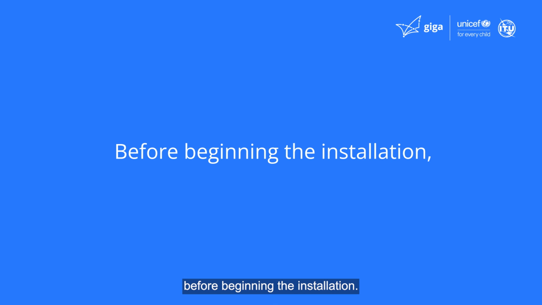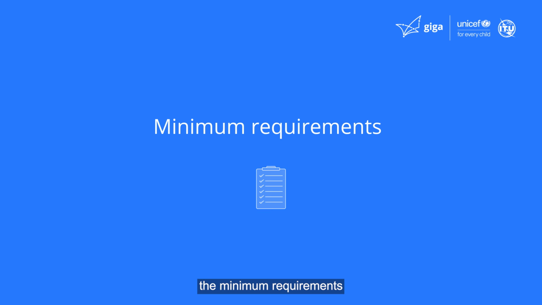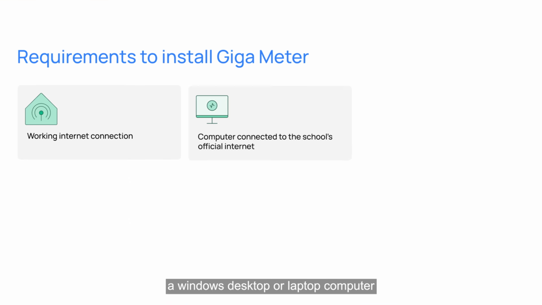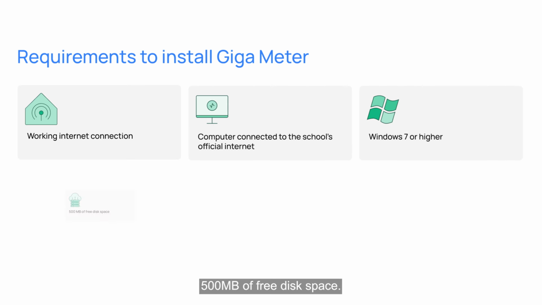Before beginning the installation, make sure you have the minimum requirements to install Giga Meter, which include a working internet connection at the school, a Windows desktop or laptop computer, which is most frequently used and exclusively connected to the school's official internet, an operating system of Windows 7 or higher, 500 megabytes of free disk space.